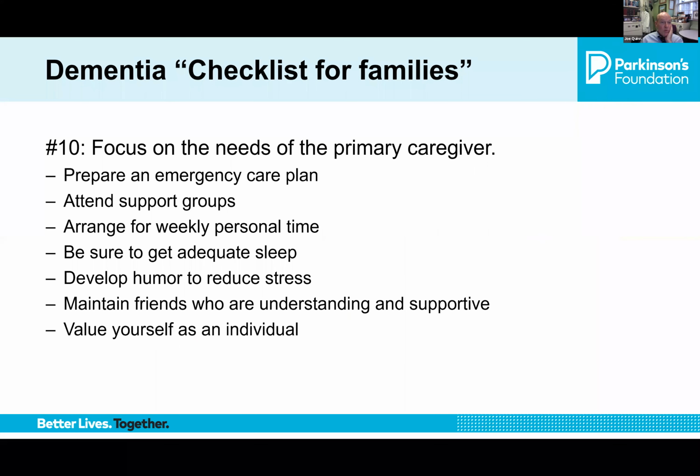We talked about support groups a little bit. You really want to, this third bullet point, arrange for weekly personal time. You really want to try to build that into your schedule. You have to be fairly deliberate about it when you've got a family member with dementia. But if you don't, it's very easy to get burned out and be unable to take care of your loved one. The fourth item, be sure to get adequate sleep. When I see patients with dementia and their loved ones, one of the first things I do is make sure that everybody's sleeping, because you can cope with an awful lot if you get a good night's sleep. But if you don't sleep at night, everything else is harder.